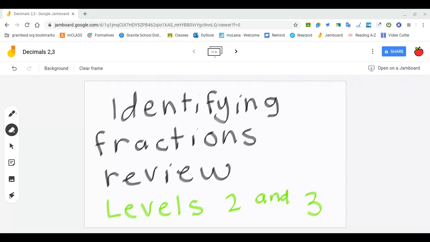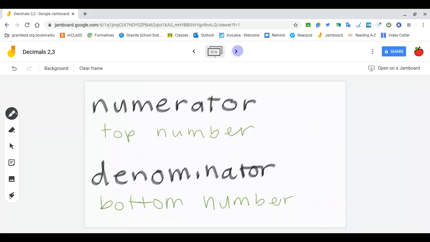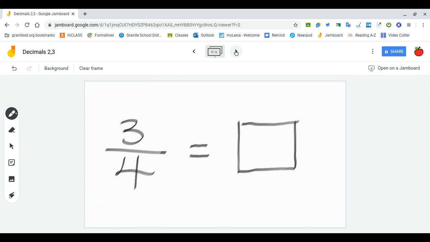Hello, we are going to continue on with decimals by actually reviewing identifying fractions. So let's go ahead and start by reviewing some vocabulary. We have numerator and denominator. The numerator is the top number and the denominator is our bottom number. Let's look at an example and talk about what those mean. Numerator, top number, denominator, bottom number.